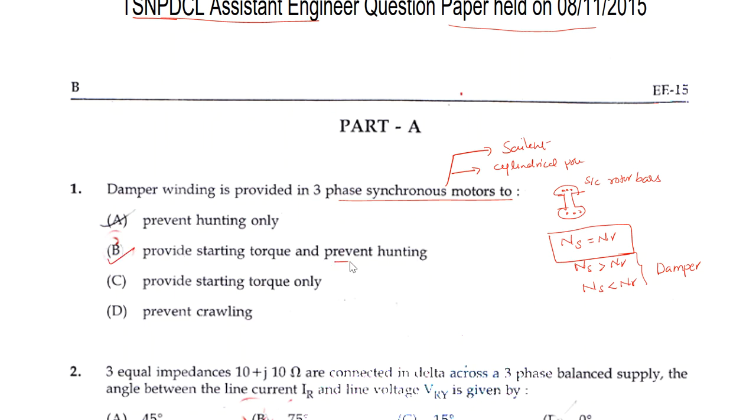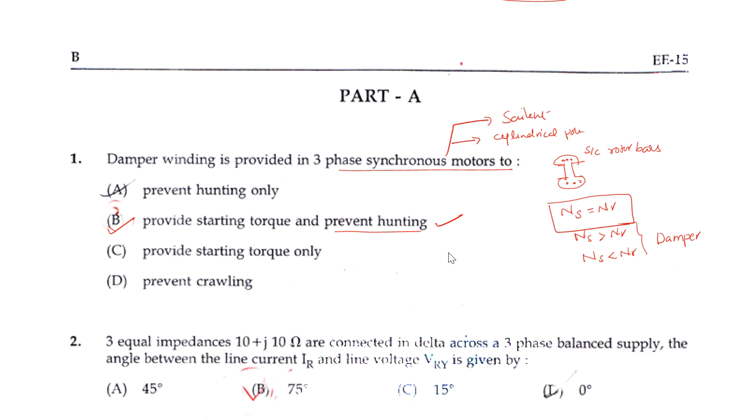Hunting is nothing but the synchronous speed being greater than the rotor speed, or the synchronous speed being less than the rotor speed. The damper winding is going to avoid the concept of hunting here, and it also provides short circuited rotor copper bars, so that the torque is going to be high, providing the starting torque and preventing hunting. So this is the answer. Next question.